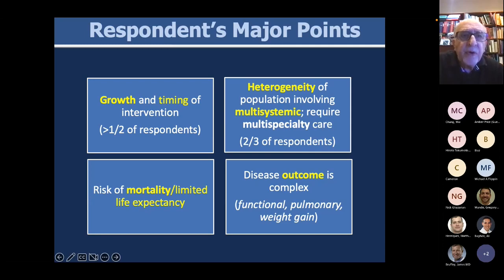The major points were that the growth and timing of intervention were different. The patient has clinical findings at 2 years, and then at 3 years the clinical findings change, and you have to change the decision making about the type of intervention that you choose. Heterogeneity of the population and multi-systemic care involved was the other major point.